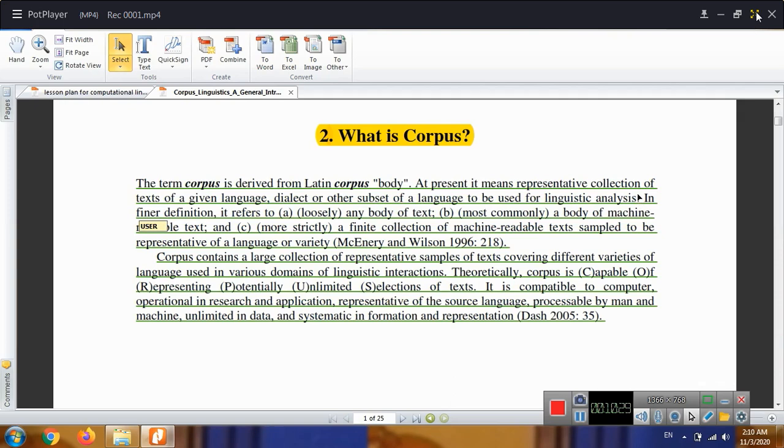I will repeat it again because it is important and it is concerned with the definition of corpus. And this definition is very important for the final exam. The term corpus is derived from Latin corpus, which means body. At present, it means a representative collection of text of a given language, dialect, or other subset of a language to be used for linguistic analysis.